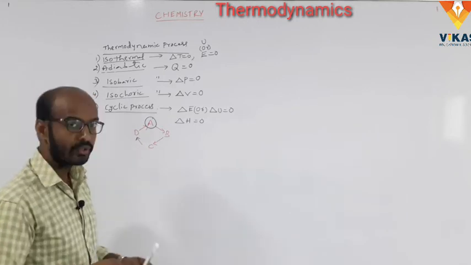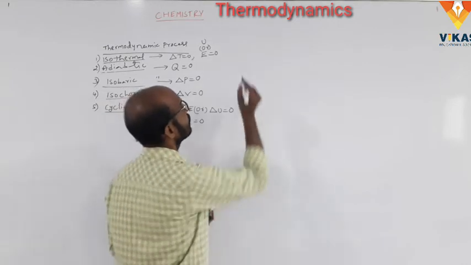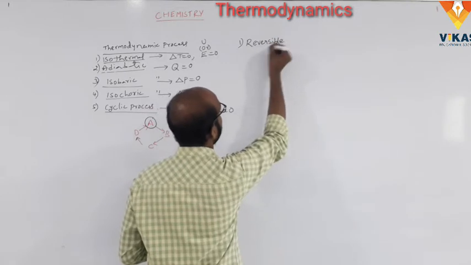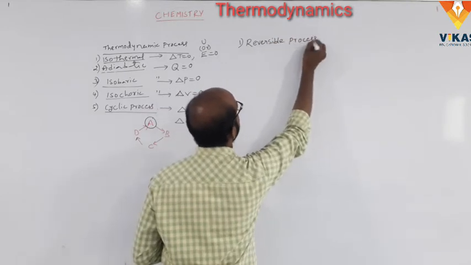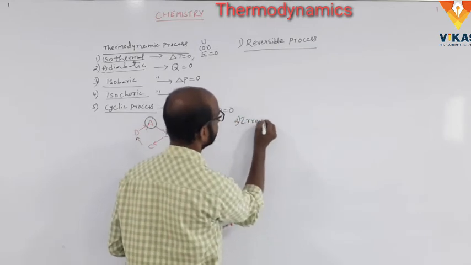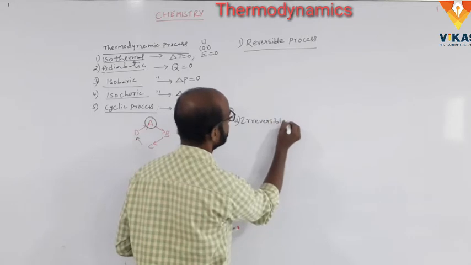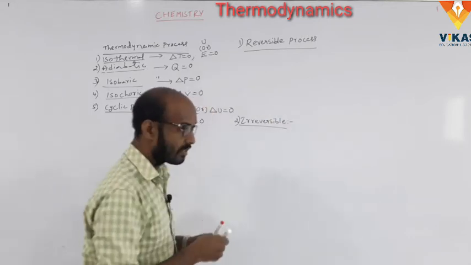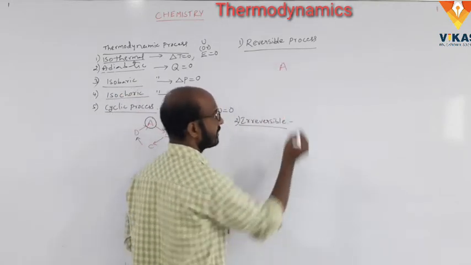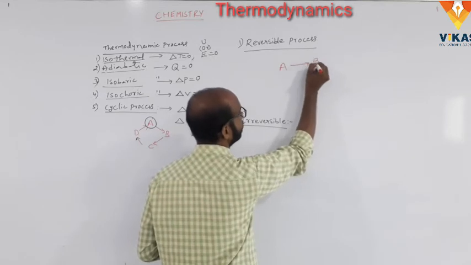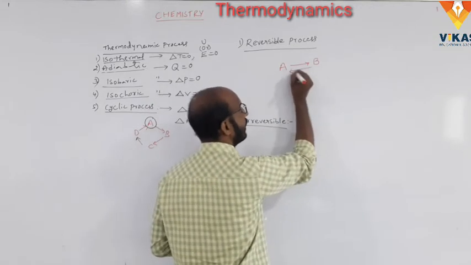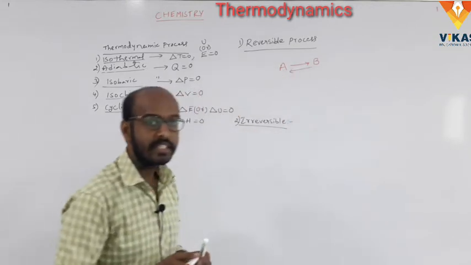Along with this, there are two more topics: the reversible and irreversible process. One is the reversible process and second one is the irreversible process. In the reversible process, for example, A is the reactants and it converts to products, and then B is converted to A. That is called the reversible process.